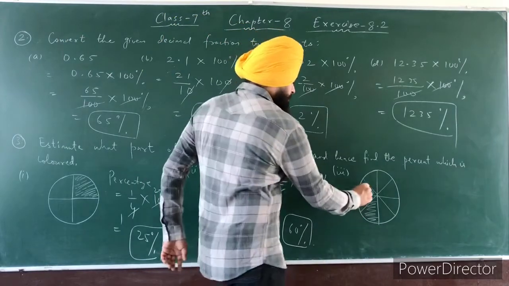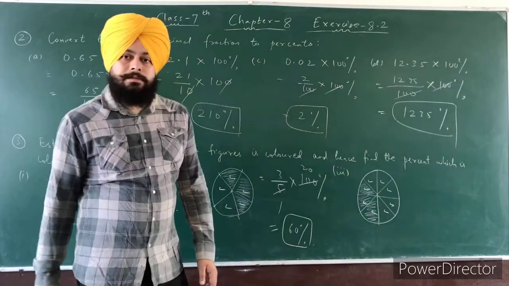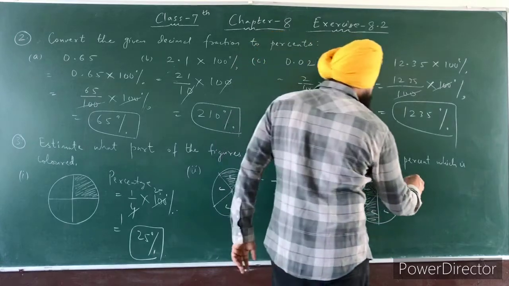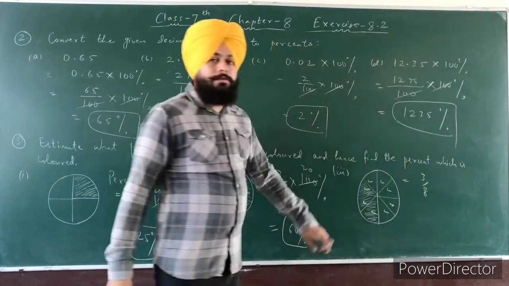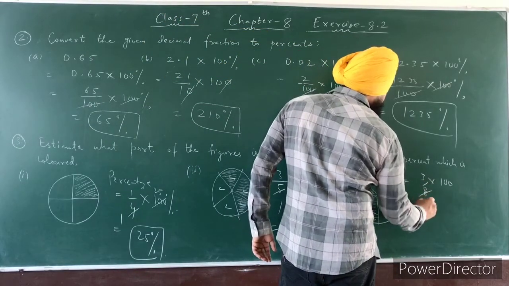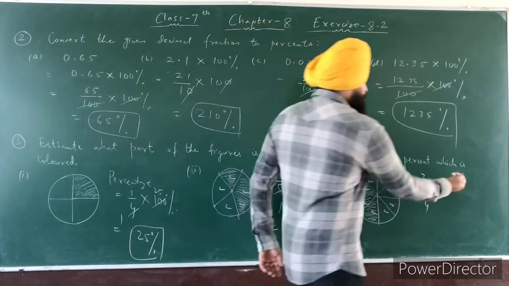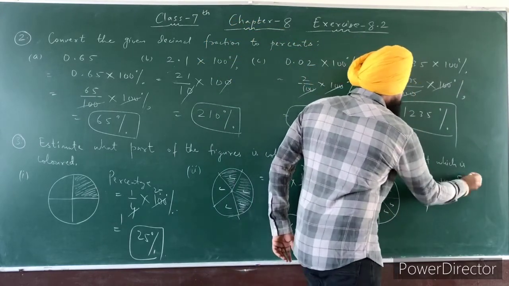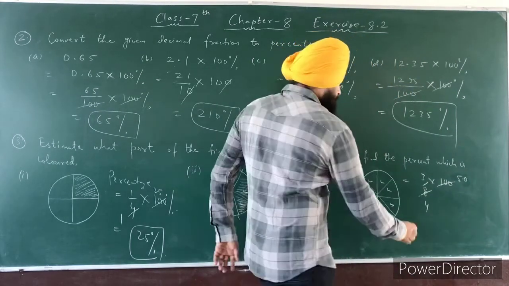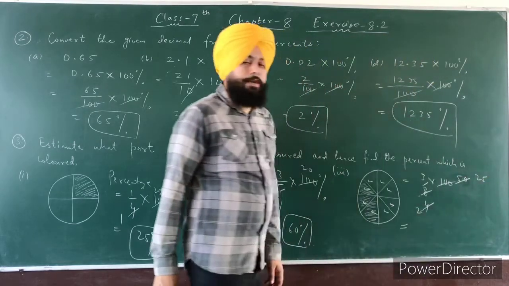Third is again the same. Total how many parts? 1, 2, 3, 4, 5, 6, 7, 8. Total 8 parts. Out of 8, only 3 are shaded. 1, 2, 3. So the fraction is what? 3 over 8. Now convert this 3 over 8 into percent. Again multiply with 100. 2 4s are 8, and 2 50s are 100. Again, 2 2s are 4 and 2 25s are 50.